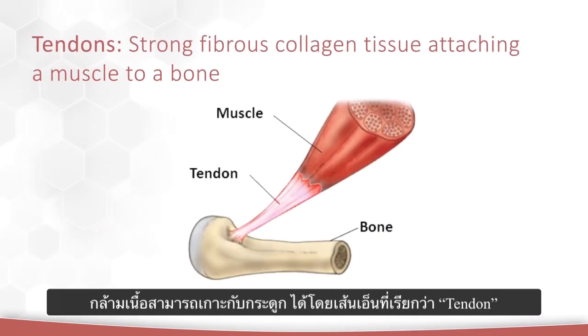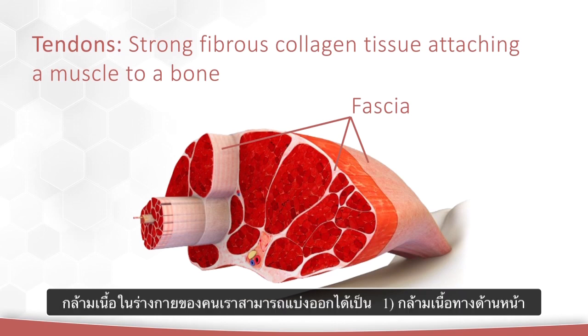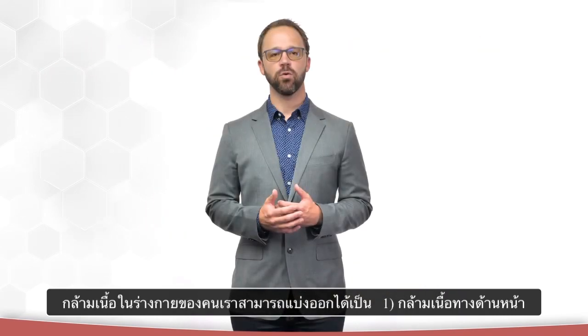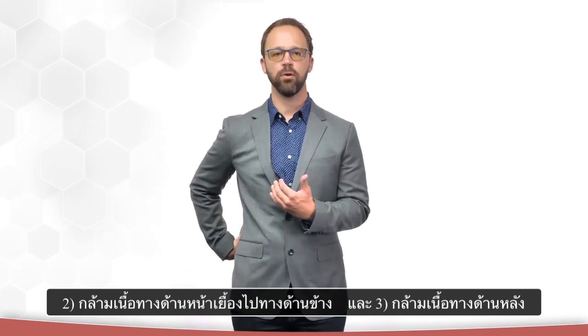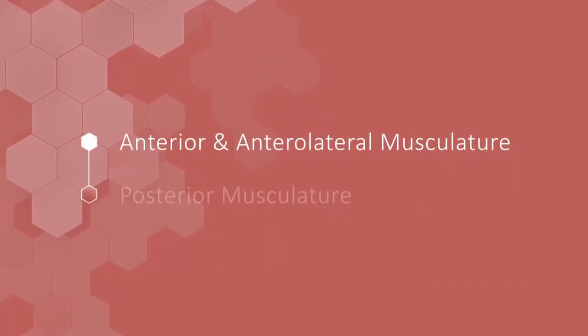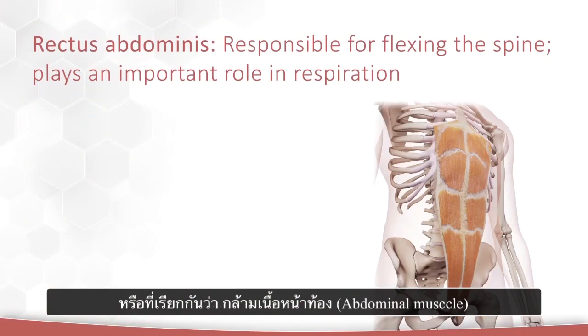Muscles attach to bone by tendons. They are enveloped by a thickened connective tissue called fascia that helps reduce friction as the muscles contract. Muscles of the torso can be segmented into anterior, anterolateral, and posterior muscle groups. Let's begin with the superficial anterior and anterolateral musculature, also known as the abdominal muscles or abs.